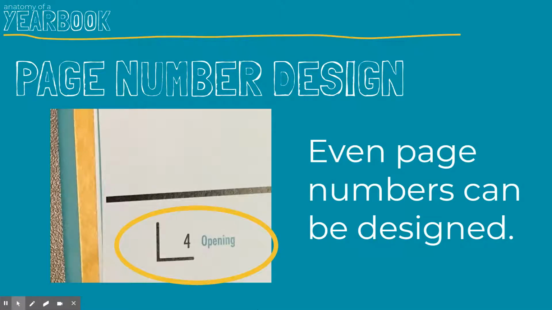Another thing you could design for the yearbook is a page number design. Something as simple as the angle like we had last year and the number. They can be fancier, they can be on one page, they can do all kinds of different things.